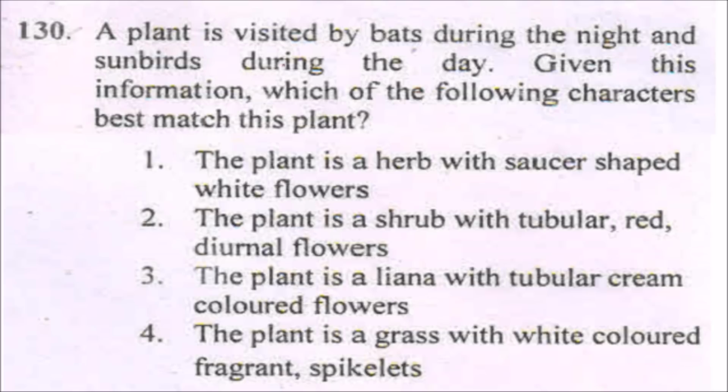Next one, the plant is visited by the bats during the night and sunbirds during the day. Given this information, which of the following character best match this plant? The plant which is visited by sunbird is the tubular and red in color. And the plant which is visited by a bat can also feed on the tubular nectar plant, because the bat having a long tongue, so it can directly lick the nectar from the tubular plant. So the answer is the plant is a shrub with the tubular red diurnal flowers.